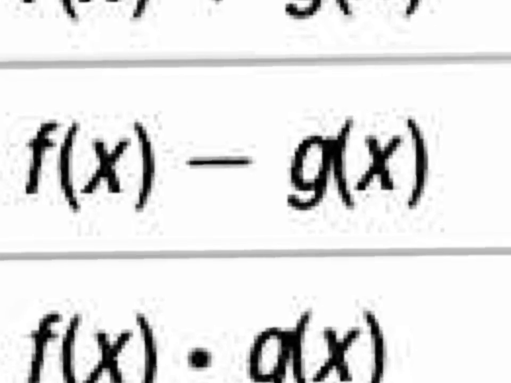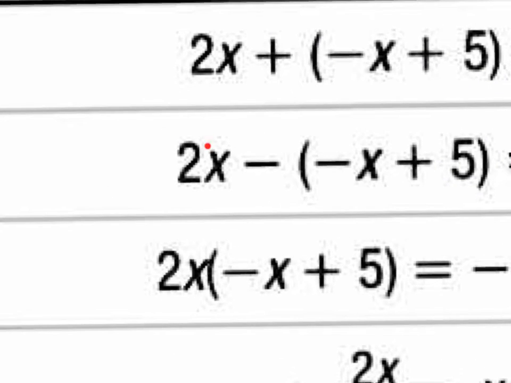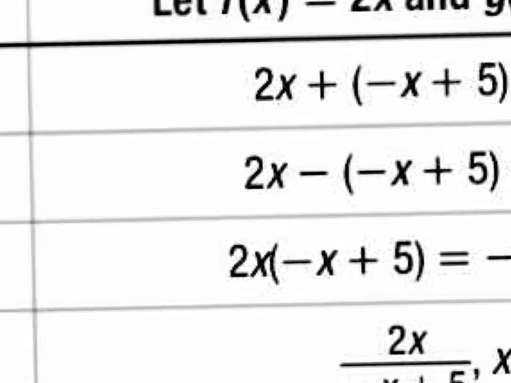Now, if there's a minus sign, when you plug them in, you're going to have your f of x, which is 2x. There's a minus sign. Here's your g of x. You're going to have to distribute that minus sign before you combine like terms.